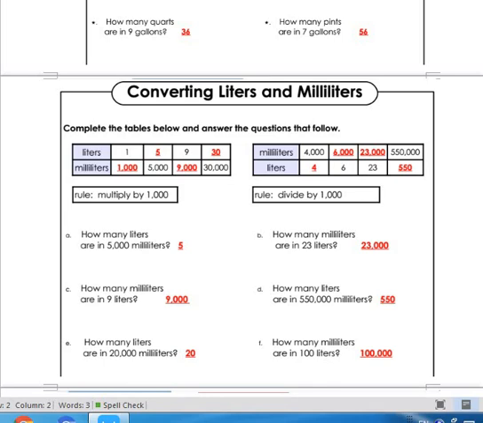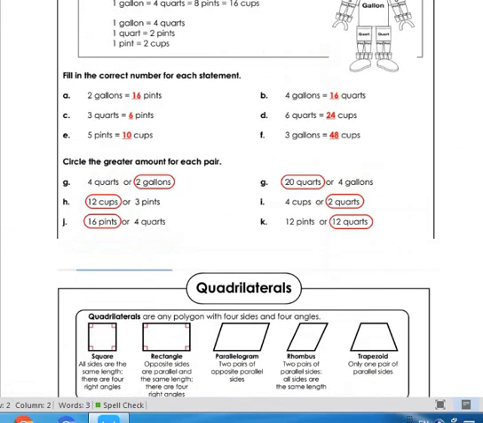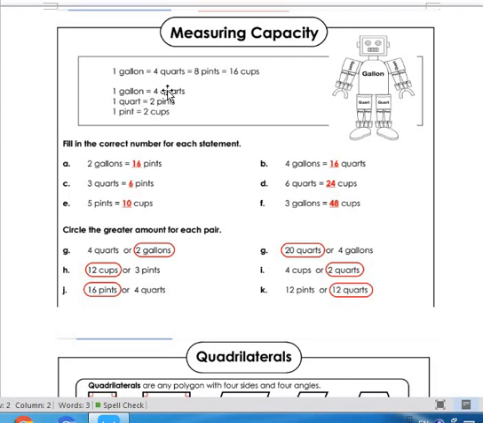the unit of conversion. Okay, so measuring capacity. 1 gallon equals 4 quarts equals 8 pints equals 16 cups. Do you remember? 1 gallon equals 4 quarts. 1 quart equals 2 pints. 1 pint equals 2 cups. Here I have 2 gallons equals how many pints? If I know that 1 gallon equals how many pints? 1 gallon is 8 pints. So 2 gallons will be 8 times 2.